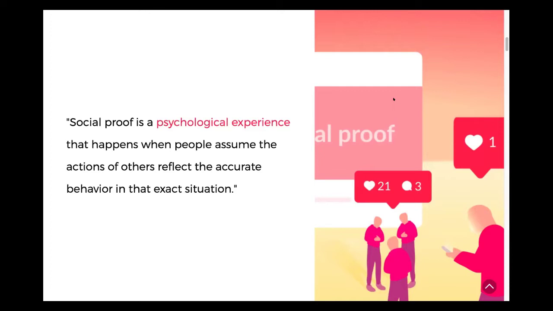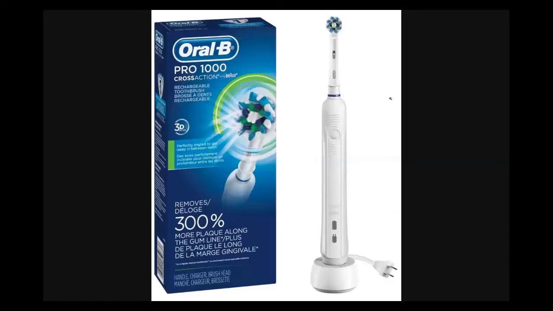Social proof is used in all sorts of businesses. So just to give you an example of some social proof that you probably see all the time, Oral-B, right? I'm sure you've seen the commercials. I'm sure you've picked up one of the boxes from Costco. And right off the bat, you can see the social proof that they have here, right? They made the word 300% nice and big. So they're giving you some social proof.